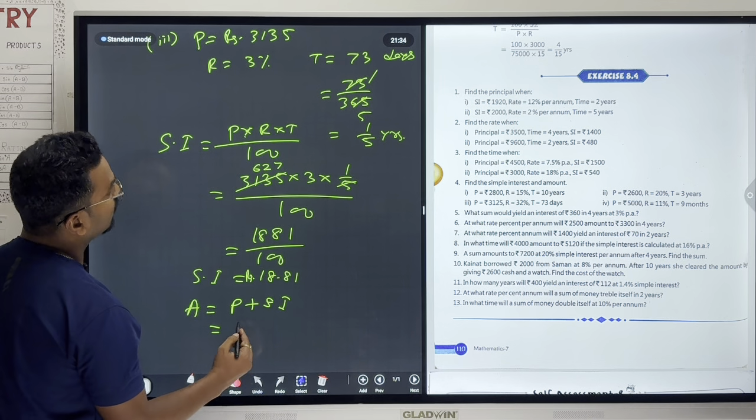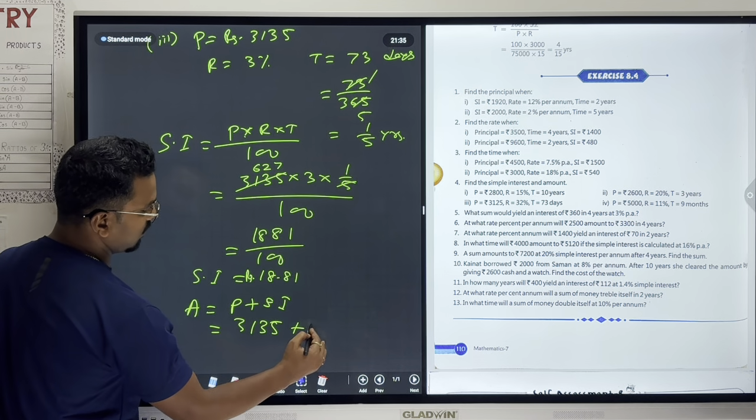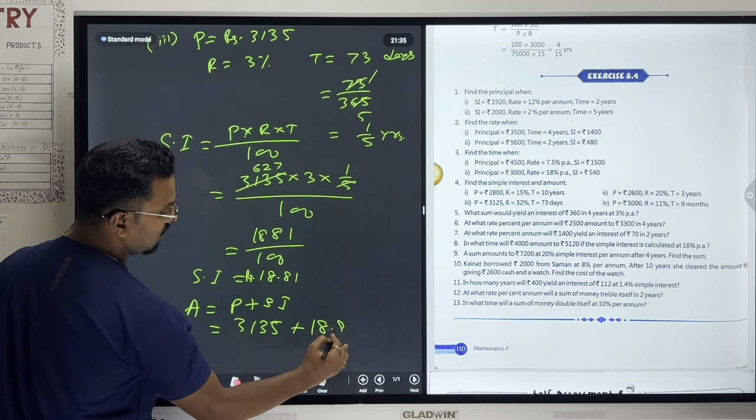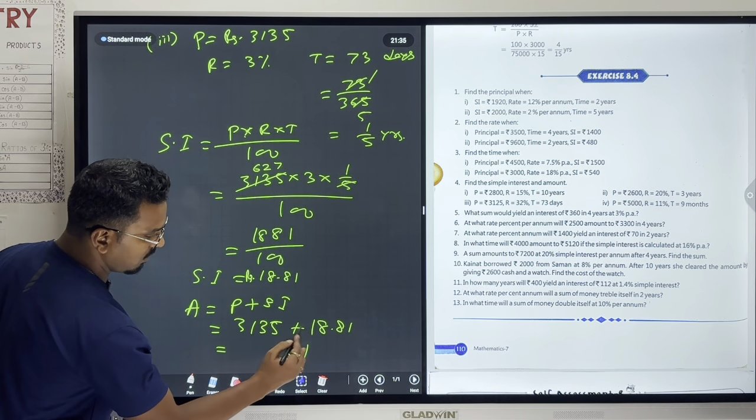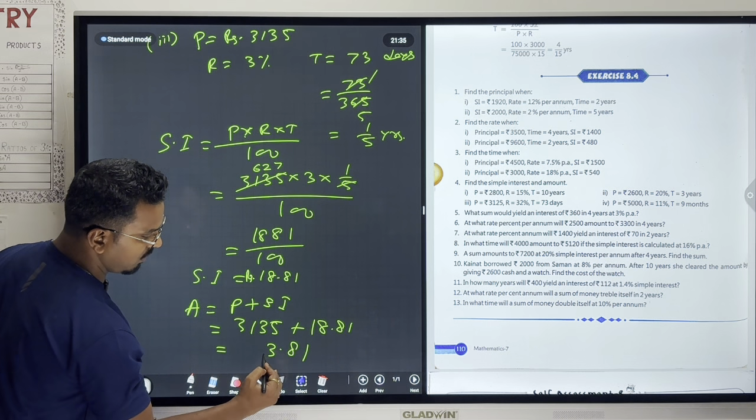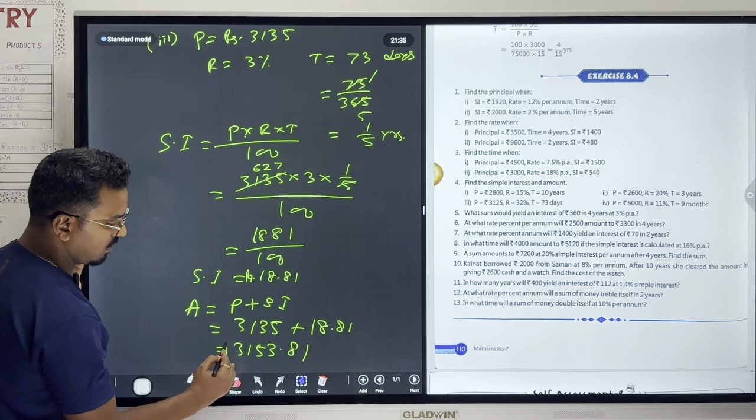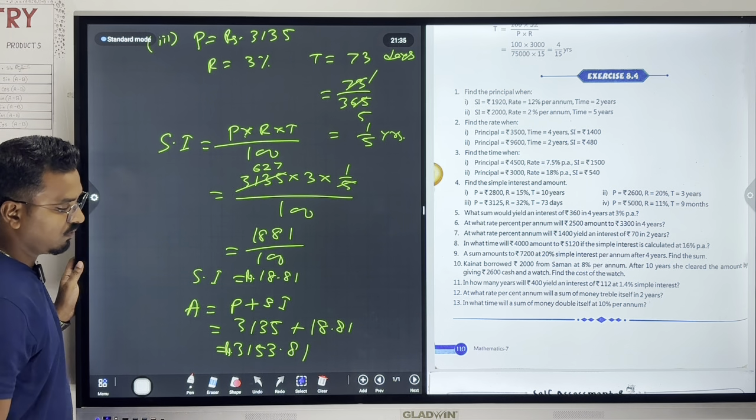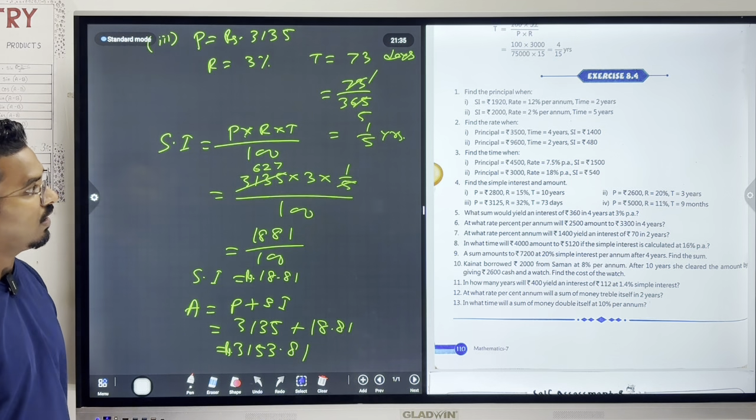Principal is given 3135 plus simple interest 18.81. So if you add it, you will get 3153.81. How much rupees? 3153.81 rupees.